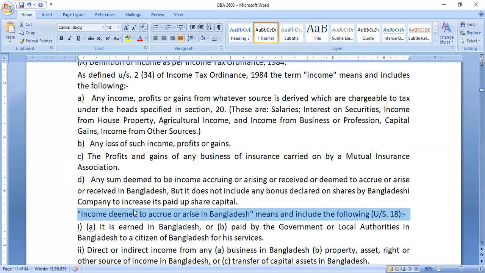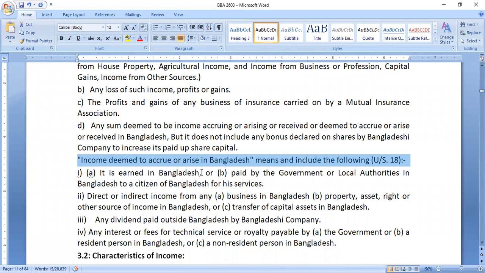Also under section 18, given that it is earned in Bangladesh or paid by the government or local authorities in Bangladesh to a citizen of Bangladesh for his services. If a Bangladeshi person works and receives money at the end of his job, or receives money while working, then that will also be income.